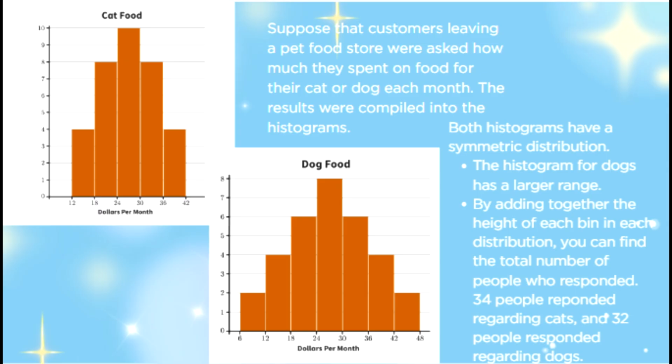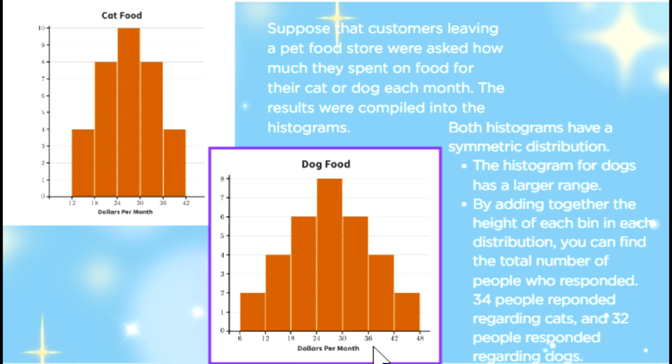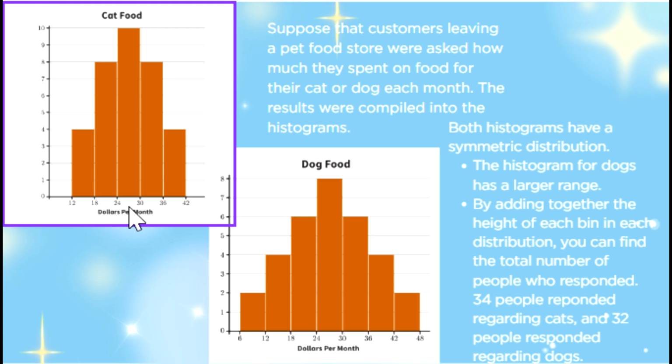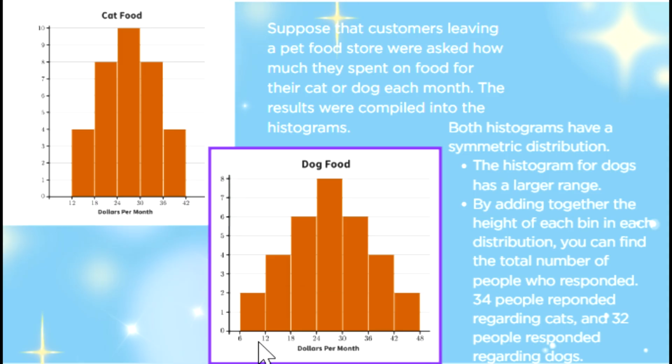The histogram for dogs has a larger range. You can see it goes from 6 to 44, while cat food only goes from 12 to 42. You find the range by taking 42 and subtracting 12, which gives you a difference of 30. If you take 44 and subtract 6, it's going to be a lot bigger number than 30. So this has a bigger range.